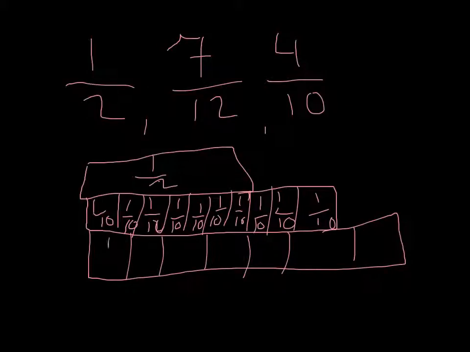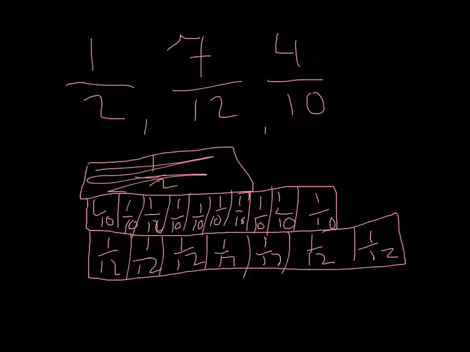Pay attention. 1, 2, 3, 4, 5, 6, 7. 1/12. Let's go. Get it together. And 4/10. 1, 2, 3, 4, 5, 6. Wait, oh, oops. 1, 2, 3, 4. Okay, we got 4. And then 7/12. 1, 2, 3, 4, 5, 6, 7.